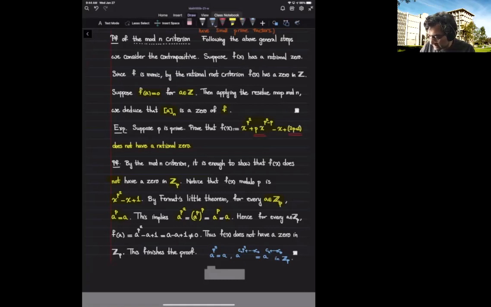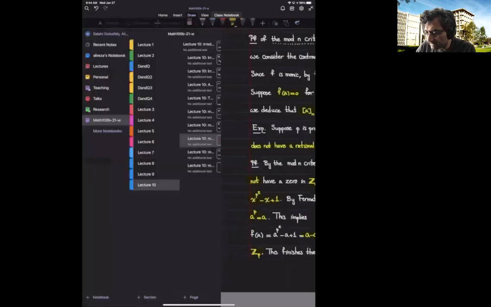Now what? This means that a to the power p squared is a, and therefore this difference is never zero. So I do not have a zero. f does not have a zero in Z_p, and this finishes the proof of this example.